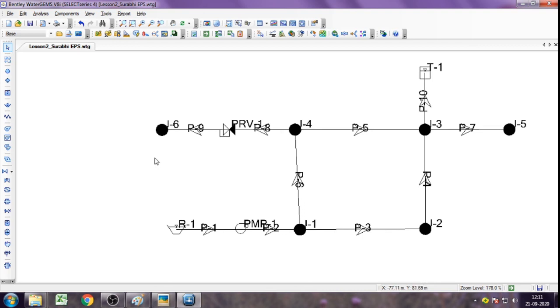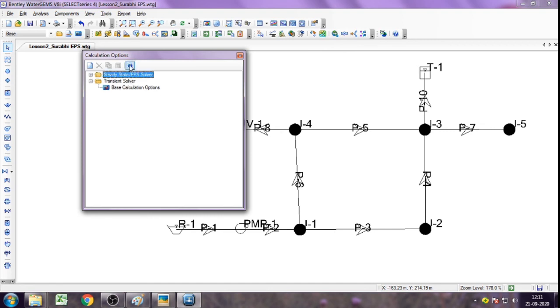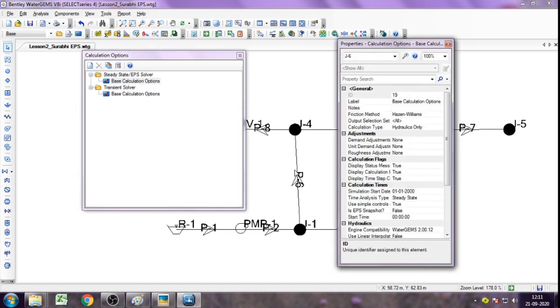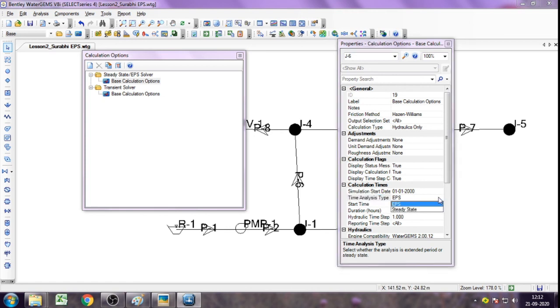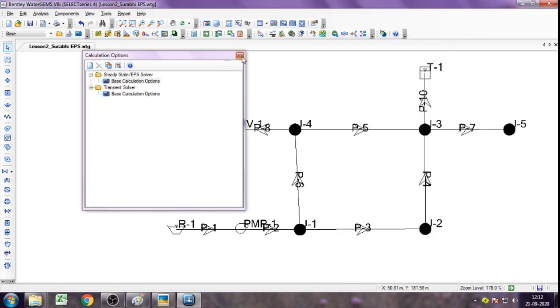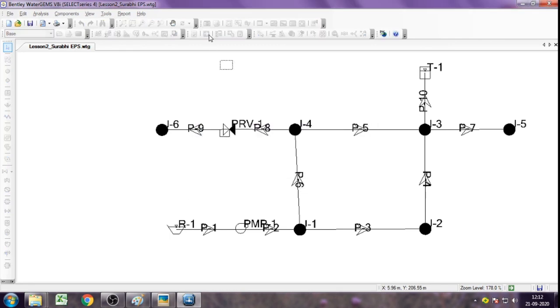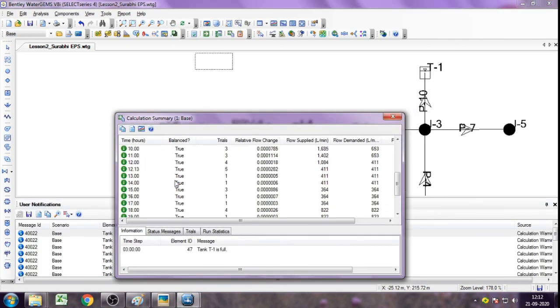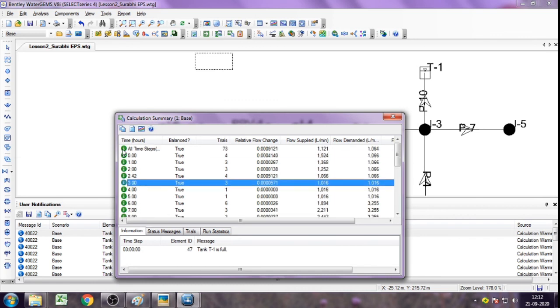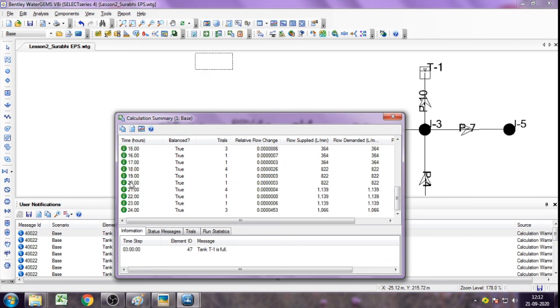Now we will just run our analysis. For that, go to calculations options, double click on base calculation options, and here, very important, from the time analysis type you will select EPS, or the analysis will not be done by EPS. In lesson number 1 we had kept it as steady state. Now close it and we will compute. Now you can see here that all are green. Green means there is no issue or no warning or no error in our analysis.